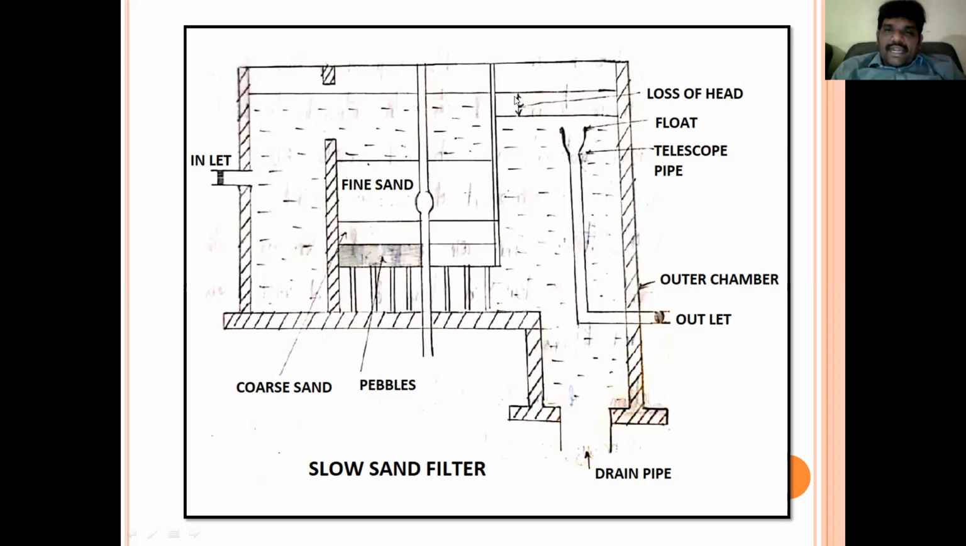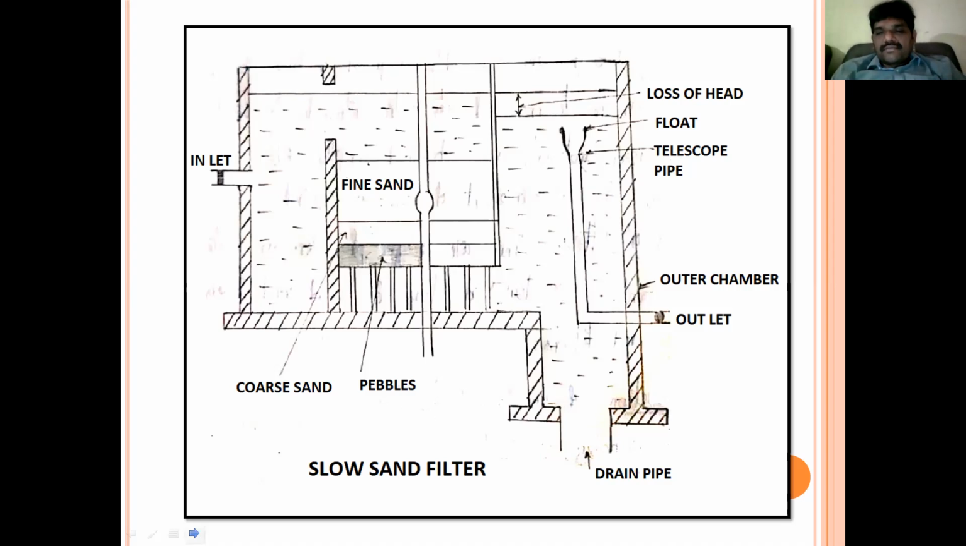If the loss of head is increasing, that means the quantity of water being sent to the outlet chamber from the inlet chamber is reducing. Once the water quantity is reducing, it means the water is not passing freely through these beds due to the blockage of sand voids. At that time, the bed has to be removed and washed out.